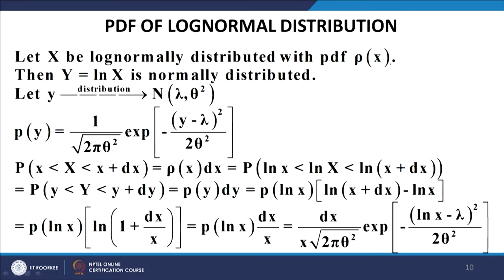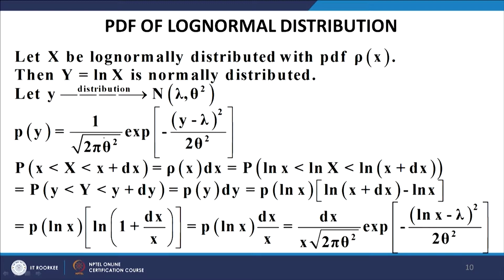Let the parameters of the distribution of y, not of x, let the parameters of the normal distribution of y, which is log of x, be lambda and theta square. Lambda is the mean and theta square is the variance. Then obviously, y being normally distributed, the normal density function is 1 upon under root 2 pi theta square exponential of minus y minus lambda whole square upon 2 theta square. This is the standard PDF of a normal distribution with a mean of lambda and a variance of theta square.